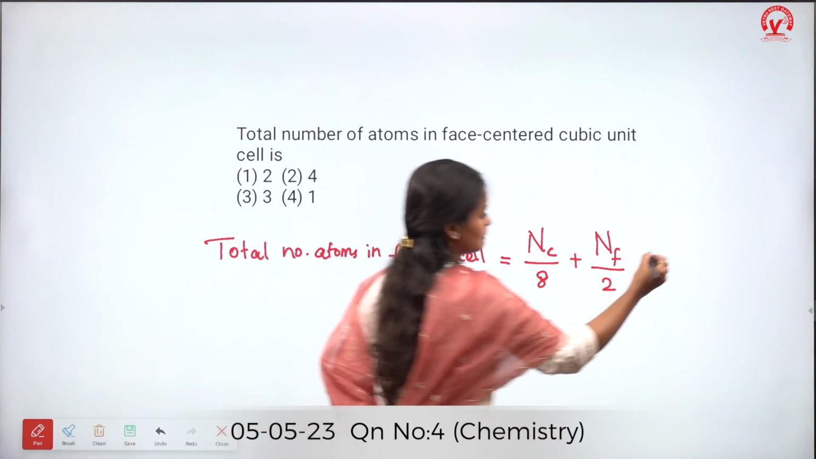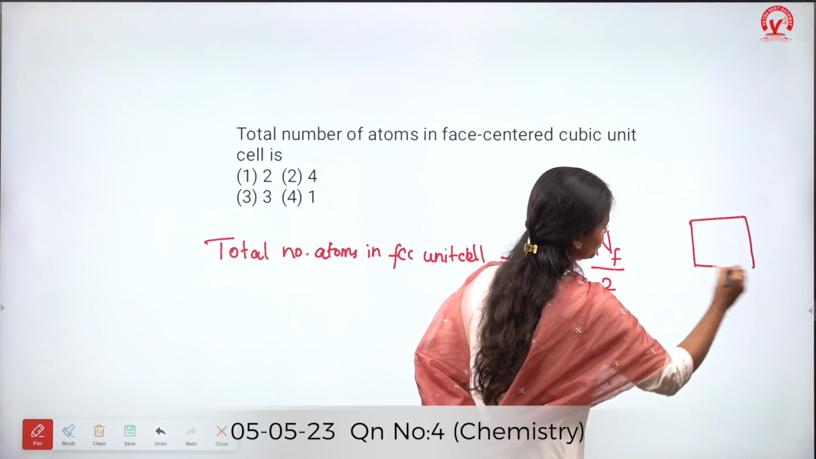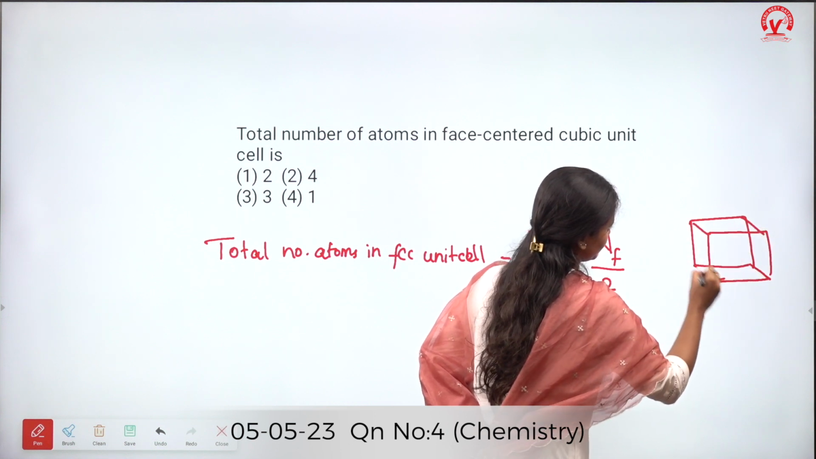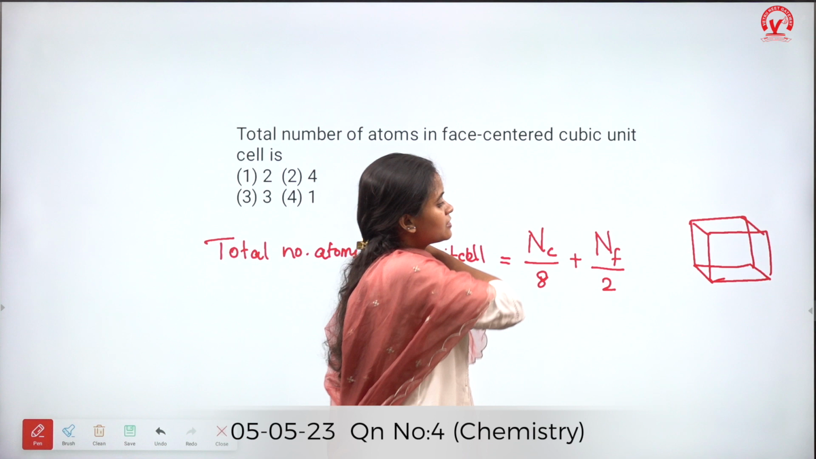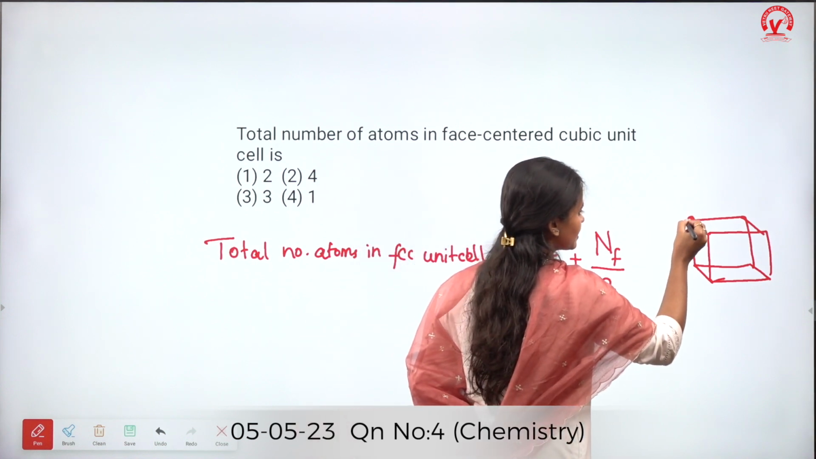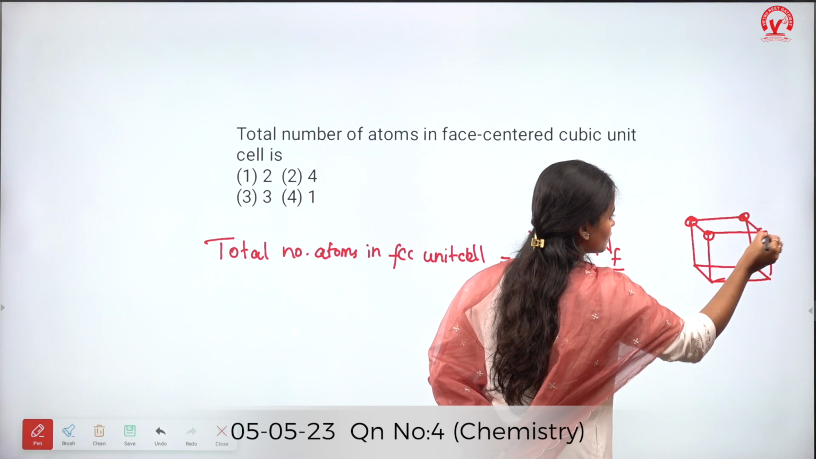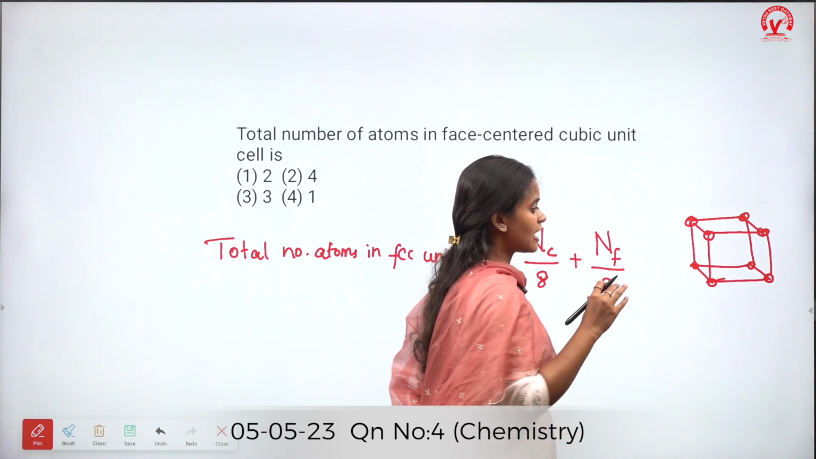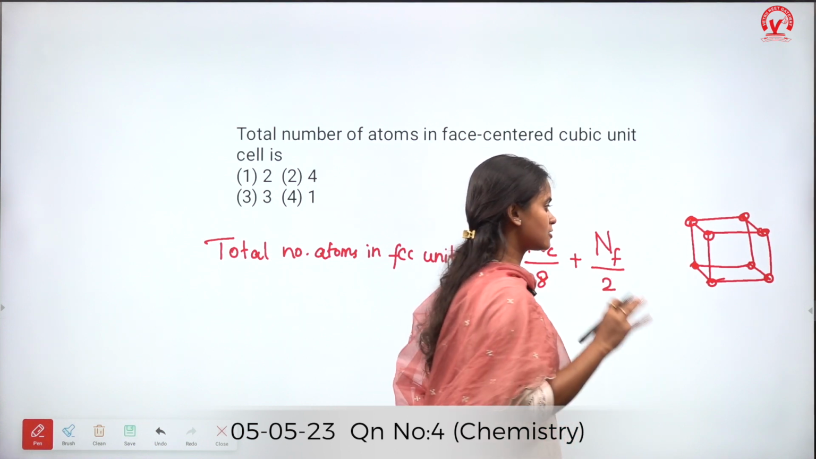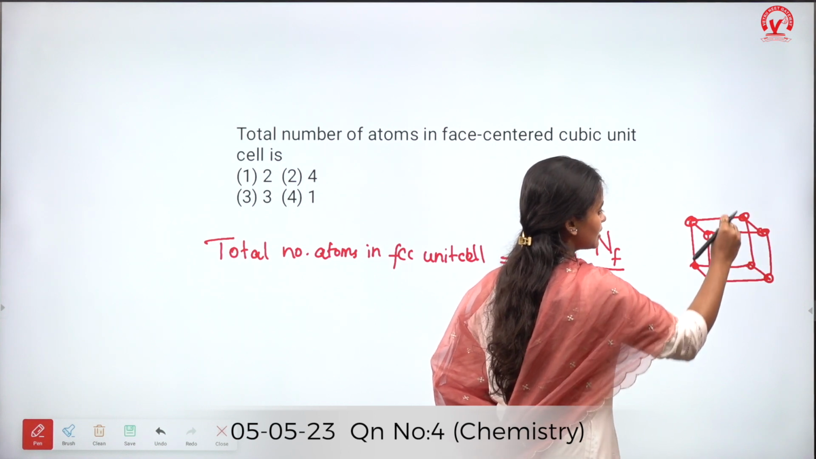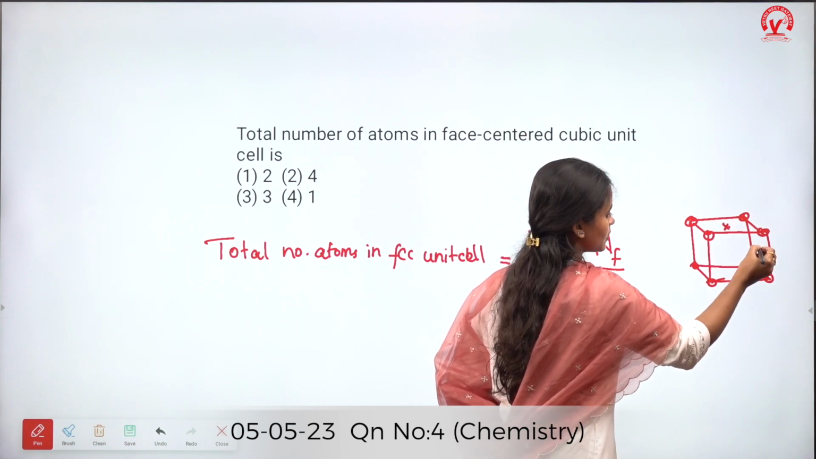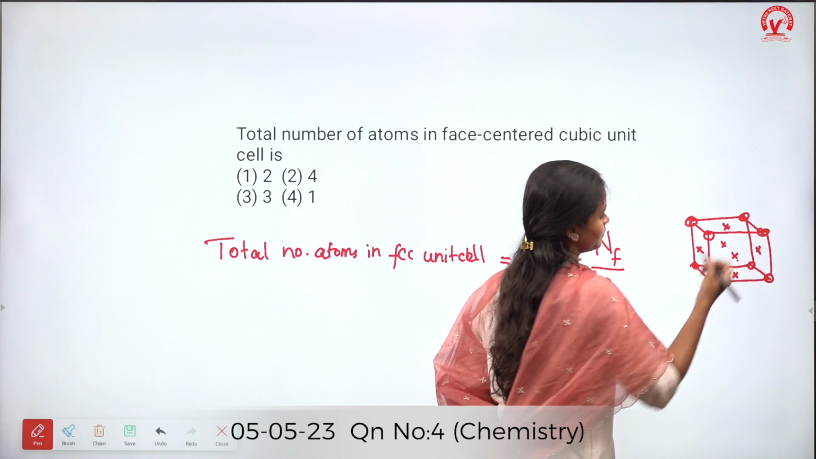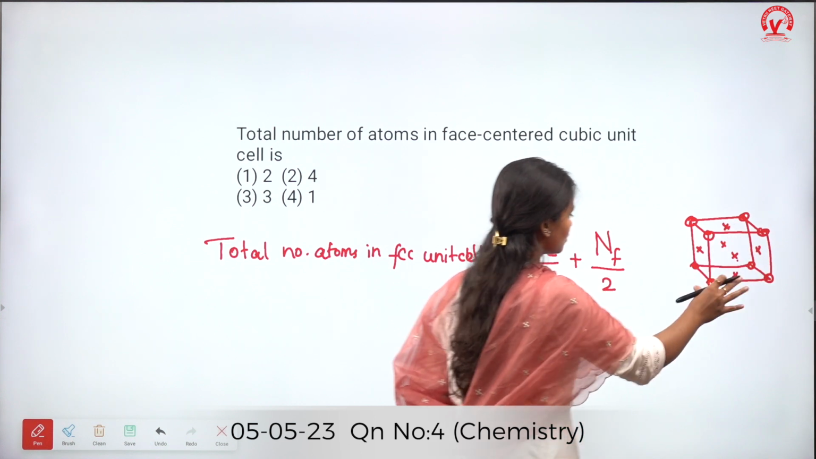In a cubic cell, it is a cube. Here in the FCC unit cell, atoms are present at the 8 corners, 1, 2, 3, 4, 5, 6, 7, 8, and in FCC there are atoms present on the faces also. In this unit cell there are 6 faces, 1, 2, 3, 4, here front and back. There are 6 faces, so 6 atoms are also present here.